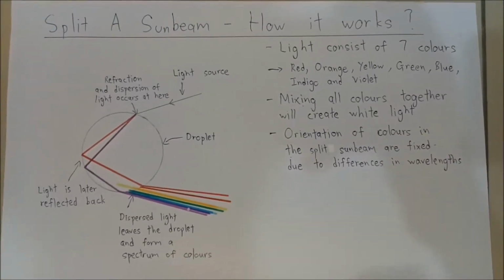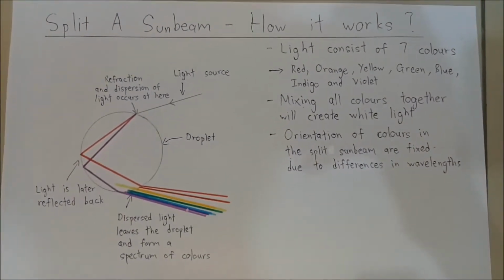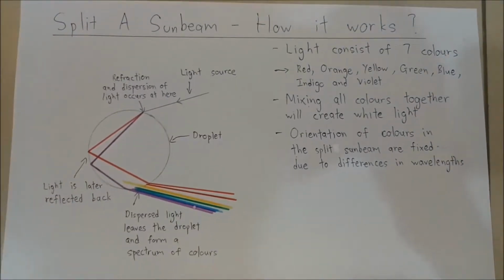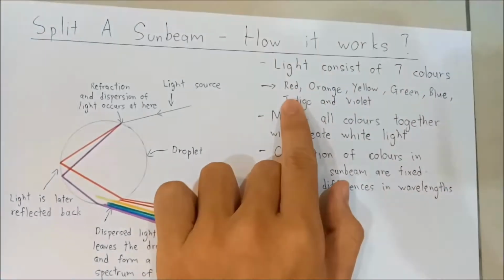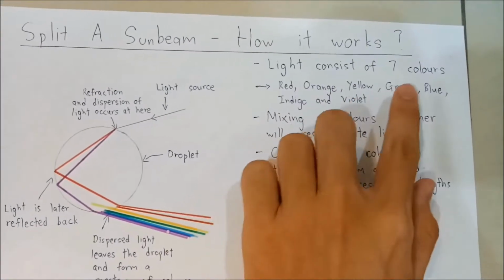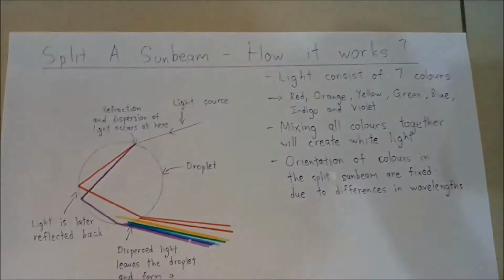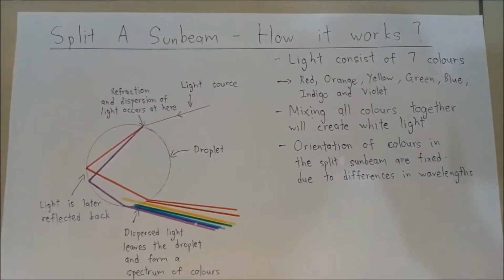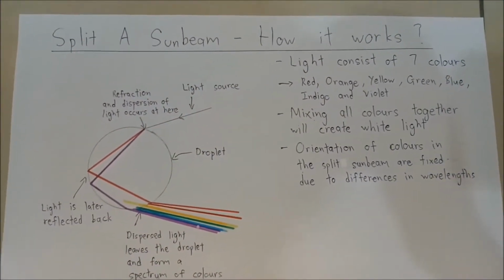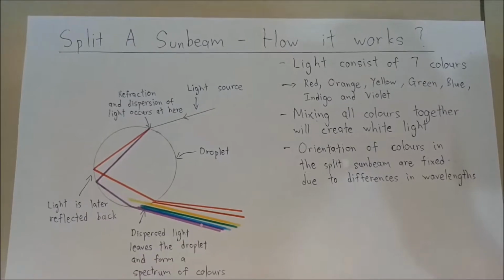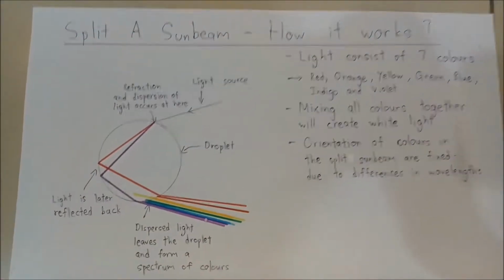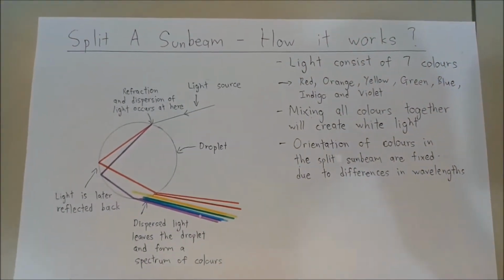So our topic for today is about light. We all know that light consists of 7 colors. They are red, orange, yellow, green, blue, indigo, and violet. Mixing all colors together will form a white light. There is a very common phenomenon that is related to this theory, and it is rainbow.